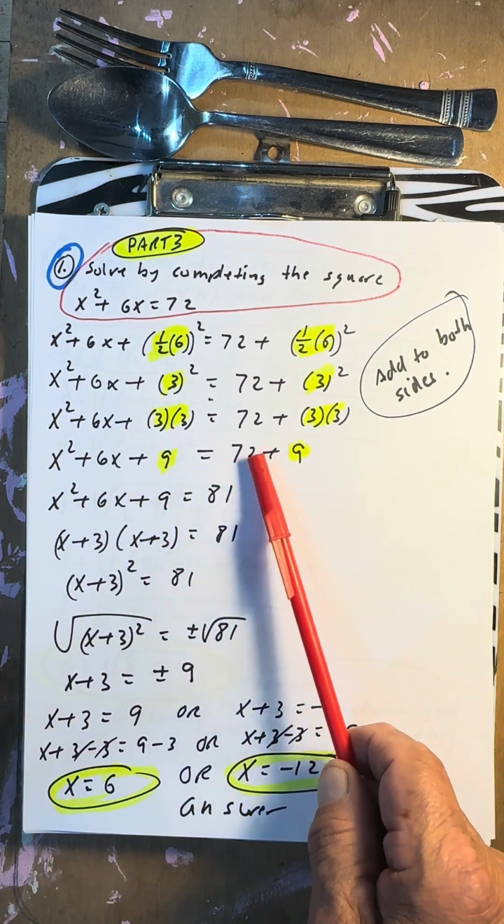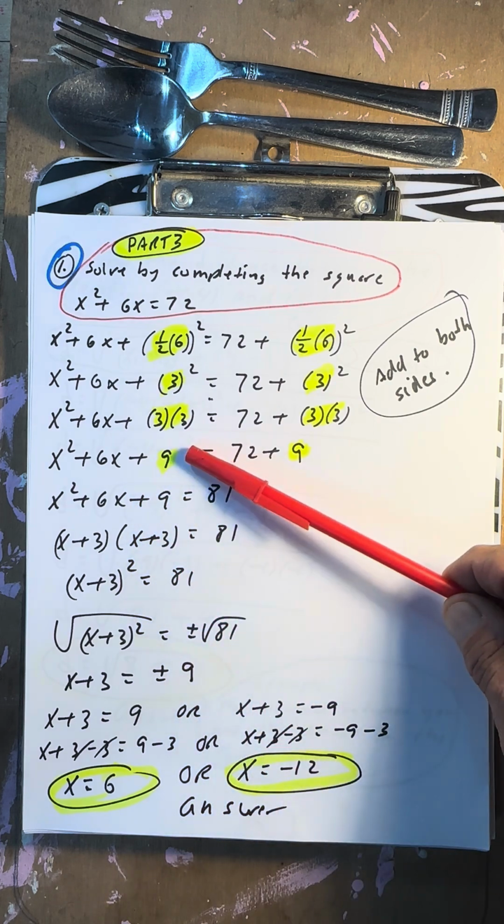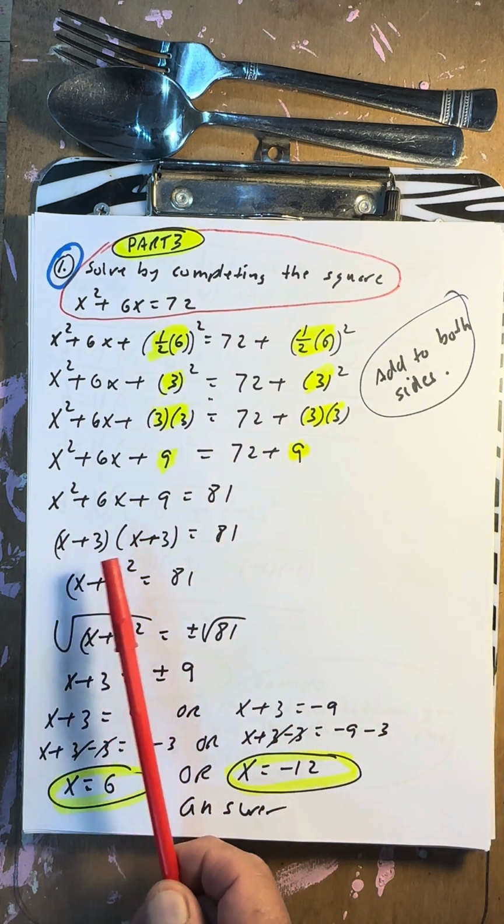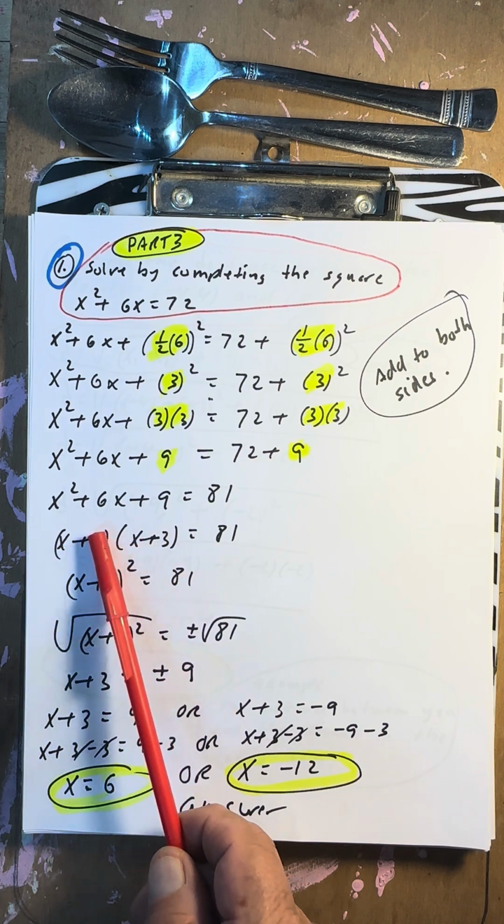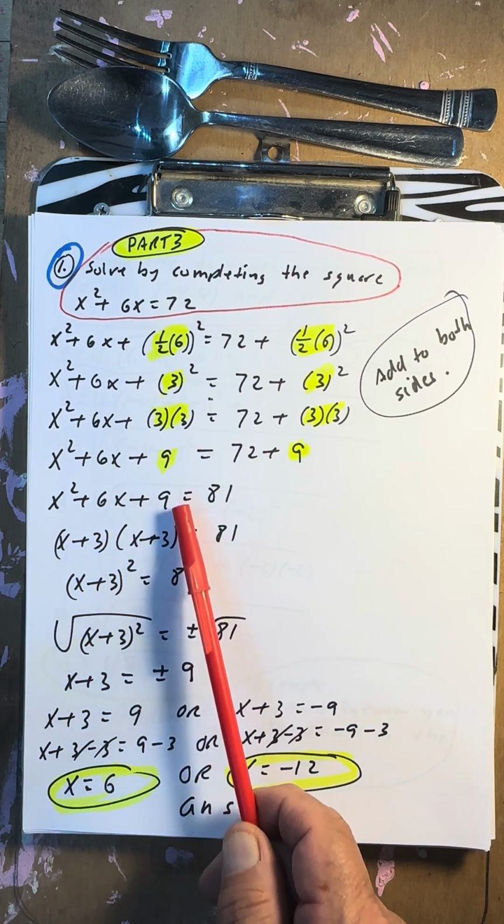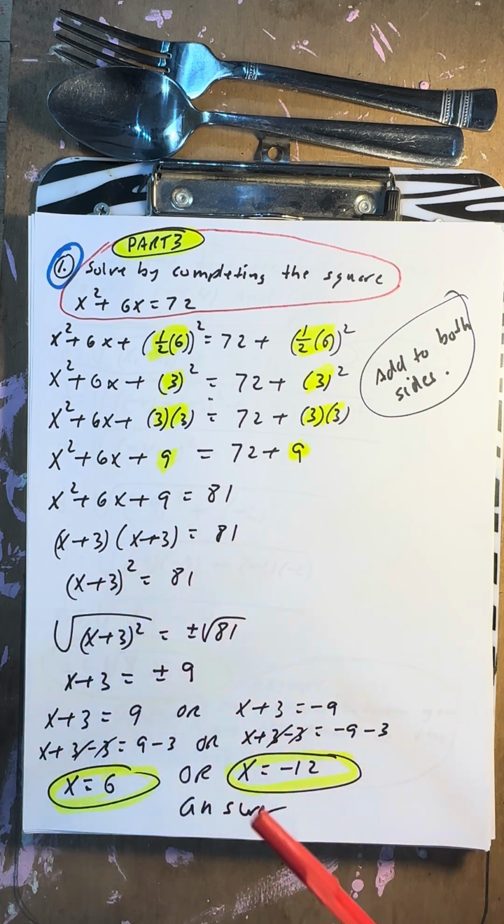Now, this is 81. I'll copy it. And this one over here, x squared plus 6x plus 9, can be factored into x plus 3 squared, because x times x is x squared. 3 times that is 3x, and 3x plus 3x is 6x, and 3 times 3 is 9. So this becomes that right there. So now we have x plus 3 squared equals 81.